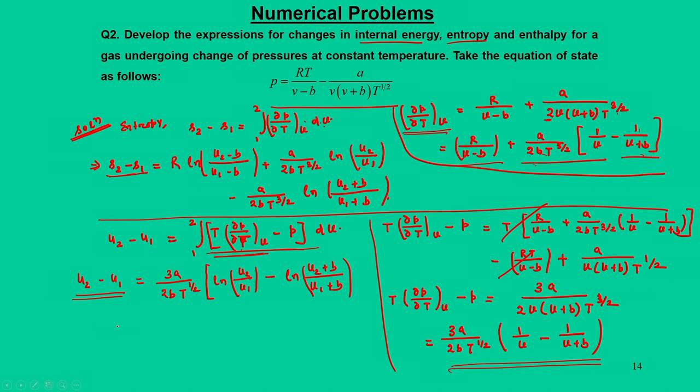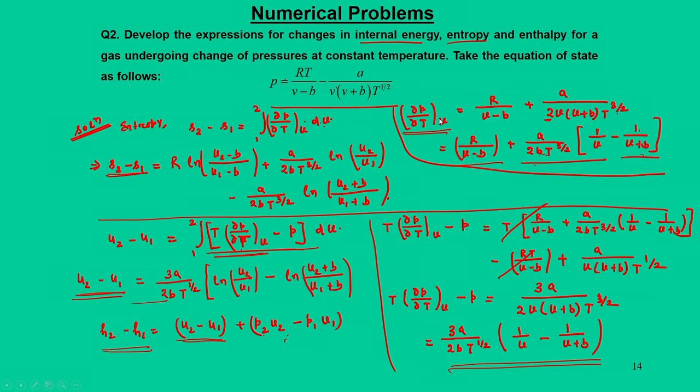Now, another piece of work we can do is the enthalpy change: H2 minus H1 is equal to U2 minus U1 plus P2 V2 minus P1 V1. We already have the value of U2 minus U1 from the above expressions. We know P2 V2 since the equation of state is given, and we can find P1 V1 from the same equation of state. So, the enthalpy change can be calculated.